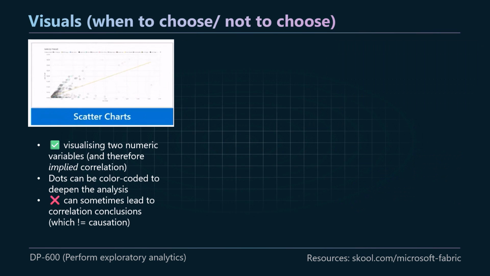Next, we have the scatter chart, which are generally used when you want to visualize two numeric or continuous variables. Now, again, you can add more information to the legend of these types of visuals if you want to, add a further layer of analysis.